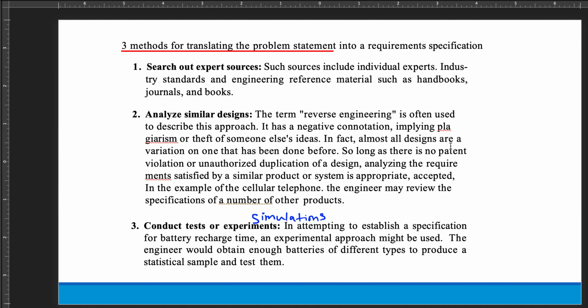Some things that we'll be looking at in the future are searching out expert sources that would help us with a more detailed requirement specification. We also may have to analyze similar designs in that scenario, and eventually conduct some tests or experiments. In our case, it'll be computer simulations. Remember how Rob Sullivan actually set up a guitar and a microphone to get some firsthand knowledge of how things might work.